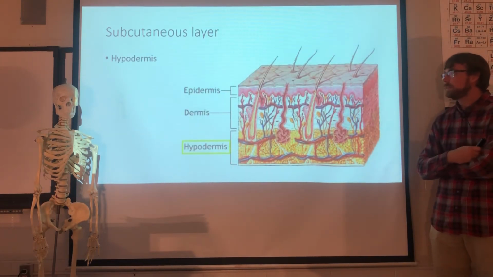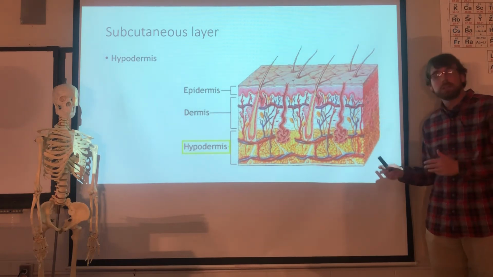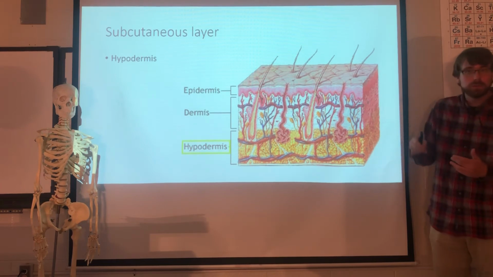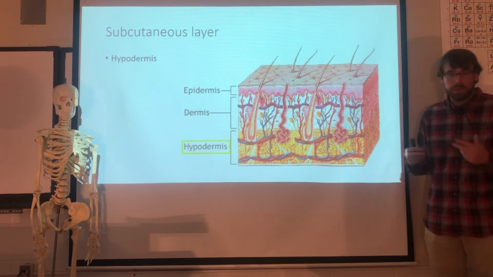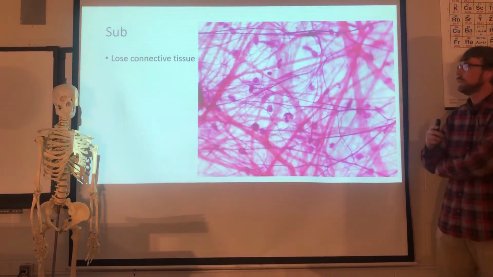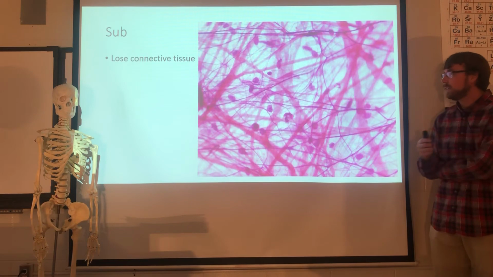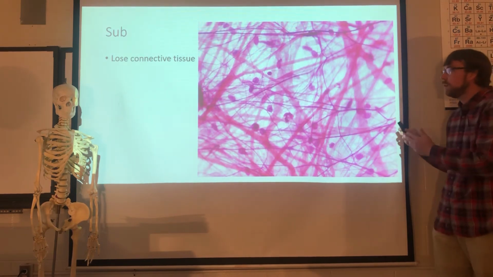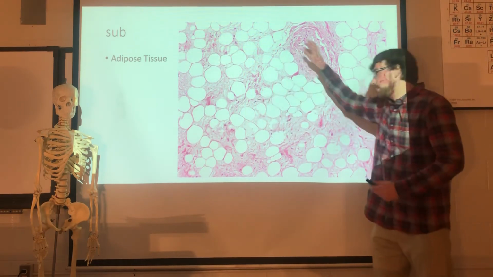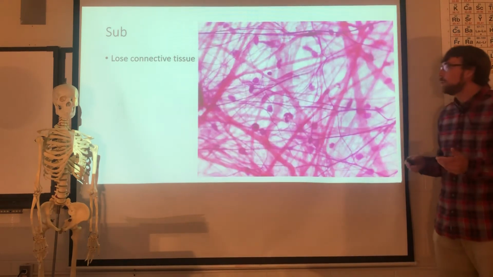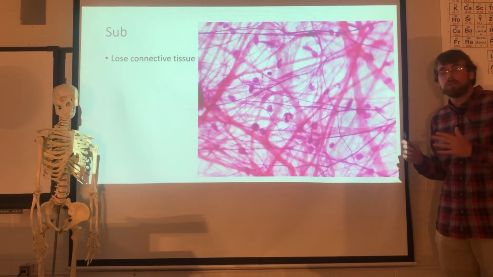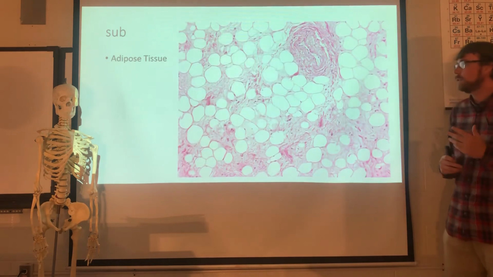Deep to the dermis is what we call the subcutaneous layer, also known as the hypodermis. Hypo for below, so hypothermia, below temperature, hypodermis, below dermis. So your subcutaneous layer is made of loose connective tissue with some adipose tissue. Here we've got an example of adipose tissue. Here we have an example of loose connective tissue. It is a mix of these two tissue types with vascular tissue running through.